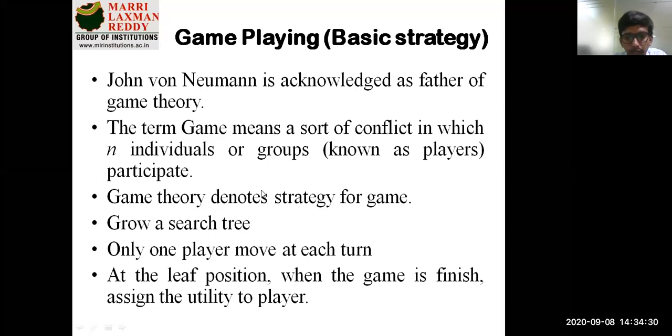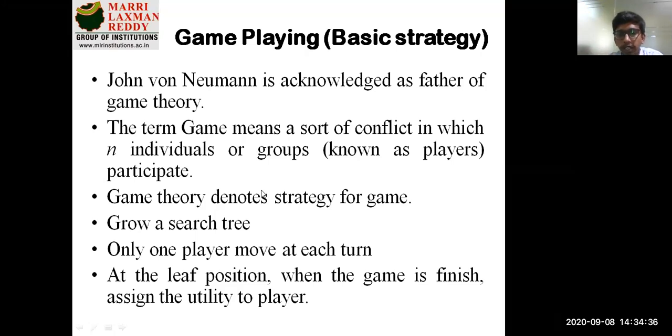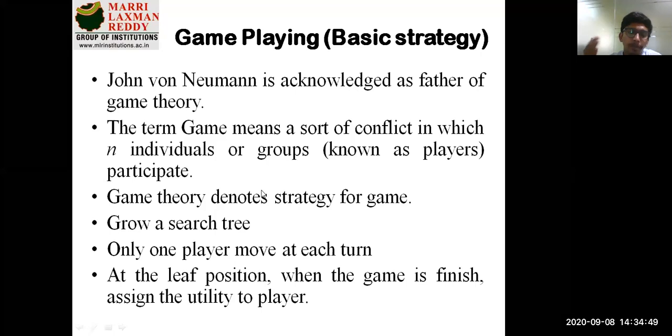At the leaf position, when the game is finished, utility is assigned to each player. Once my turn is completed, we move to the next player. In the same manner, once the game is completed, utilities are assigned to each player. There will be rankings also, who has won and who has lost. If there are multiple players, you'll be given rank 1, 2, 3, 4. At the end, you'll have some losers. That's how game playing has emerged.